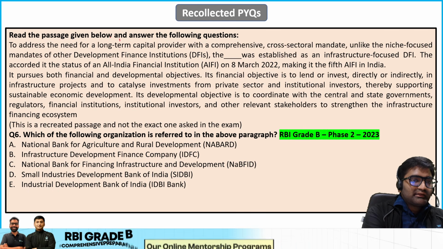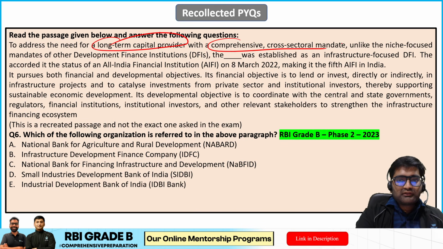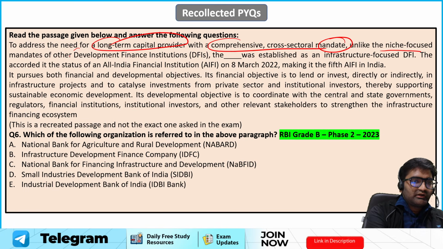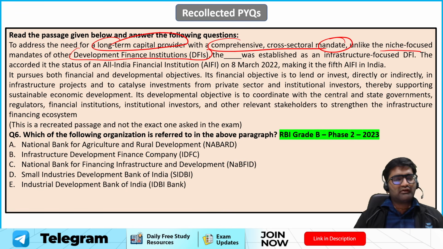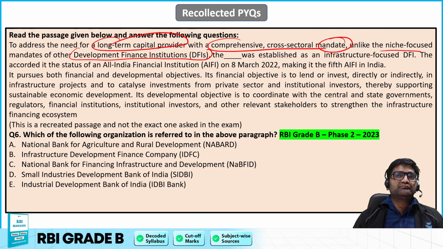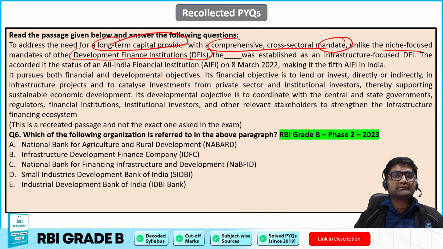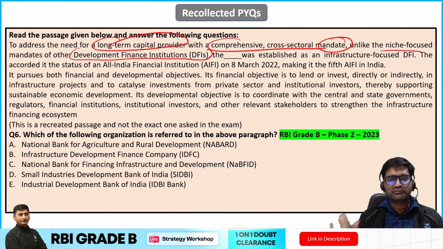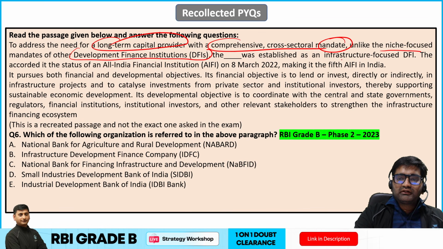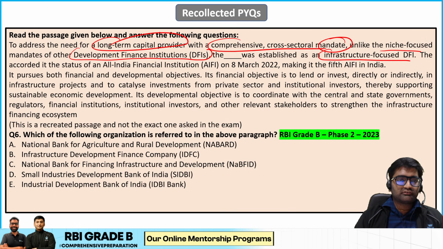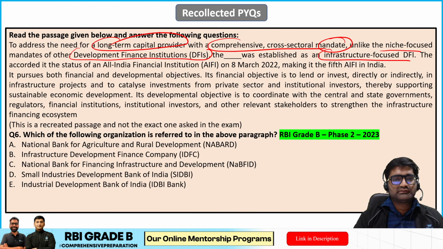To address the need for a long-term capital provider with a comprehensive cross-sectoral mandate, unlike the niche-focused mandates for other development financial institutions. We have many development financial institutions, like NABARD, which might invest in the infrastructure of agriculture and rural development only, not across the board. So NaPFID was established to invest across the board. It was established as an infrastructure-focused DFI. It has been established as an All India financial institution.